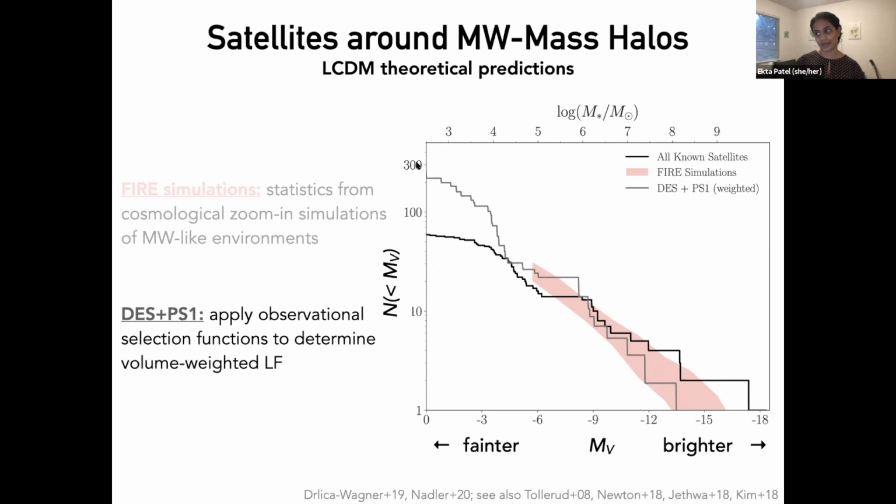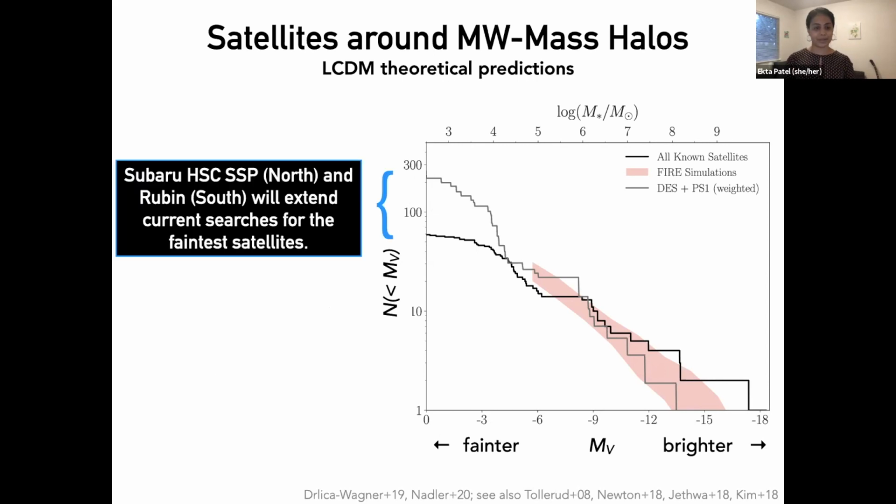This gray line is showing those predictions all the way down to the faintest absolute magnitudes. Very quickly, you can see that there is quite a large gap between what we currently know and what we expect to see. The expectation is that there might be 200 satellite galaxies around the Milky Way down to these very faint magnitudes. The hope is that current and upcoming instruments will start to fill in some of that observational and theoretical gap. Specifically, Subaru Hyper Suprime-Cam, as well as the Rubin Observatory, will extend these current searches for faint satellites around the Milky Way. And I expect these numbers will keep rising over the next decade or two.